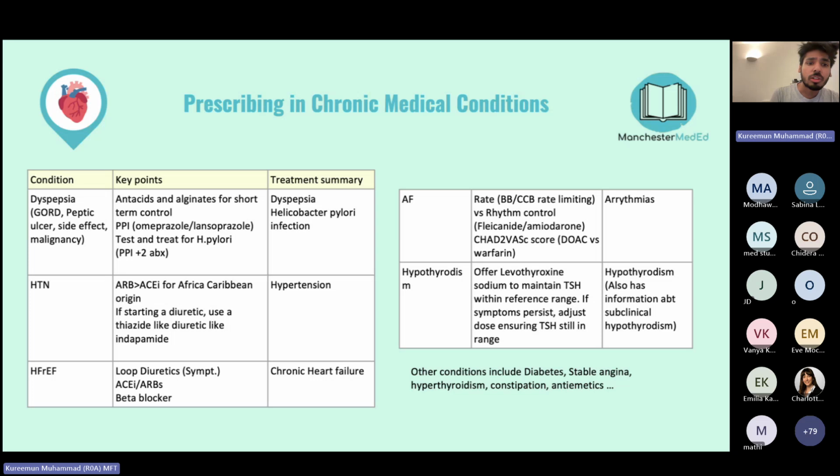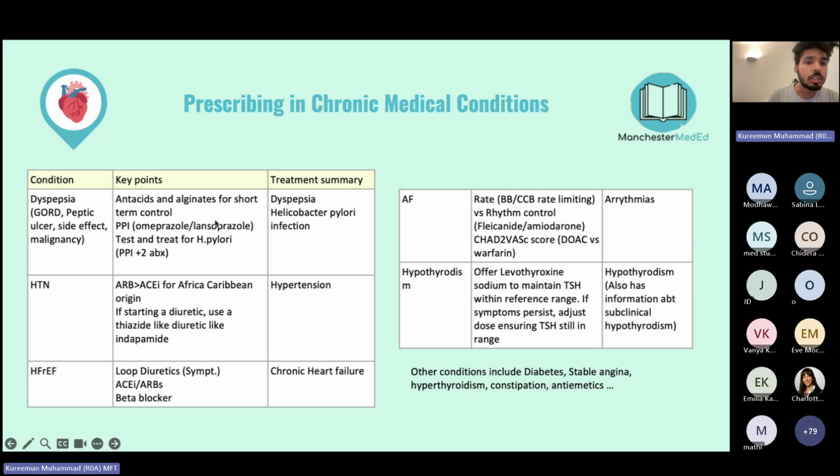Next, other conditions that you can come across is hypothyroidism, where you would prescribe levothyroxine sodium. So the main treatment goal for hypothyroidism is to maintain the TSH within the normal range. So if the symptoms persist while the TSH is in the normal range, you still have to give them an increasing dose of levothyroxine, but ensuring that the TSH still stays in the normal range.